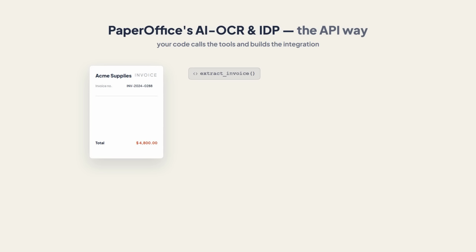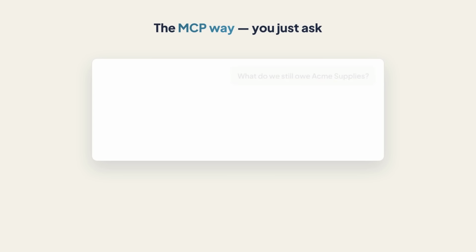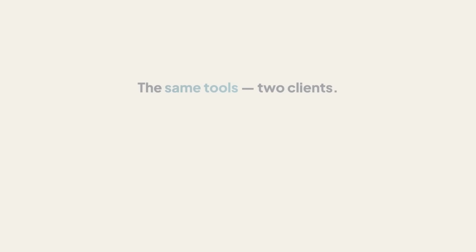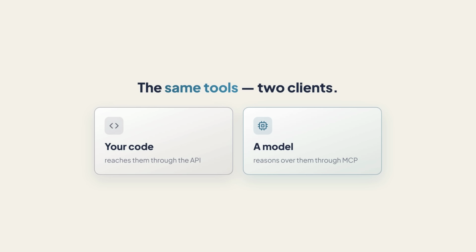Take PaperOffice. Its AI-OCR and document processing already exist as an API. Your code calls them, pulls out the fields, and you build the integration. Expose those same tools over MCP, and the client changes. Now you just ask Claude, what do we still owe Acme Supplies? And it searches your invoices, checks the payments, and matches the delivery notes. Then answers grounded in your own documents, without ever having direct access to them. Same tools. Your code reaches them through the API. A model reasons over them through MCP.